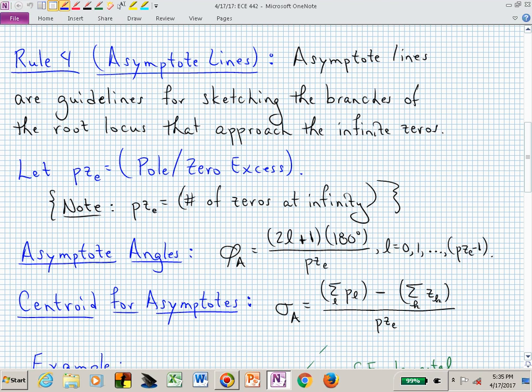The angles are given by essentially 180 degrees divided by the pole zero excess, and then we just march through that in terms of particular values suggested by 2L plus 1, where L varies from 0, 1, up to 1 less than the pole zero excess. That will give us all of our asymptote angles. And then the centroid of those guidelines is determined by summing all of your poles, subtracting all of your finite zeros, and dividing by the pole zero excess.